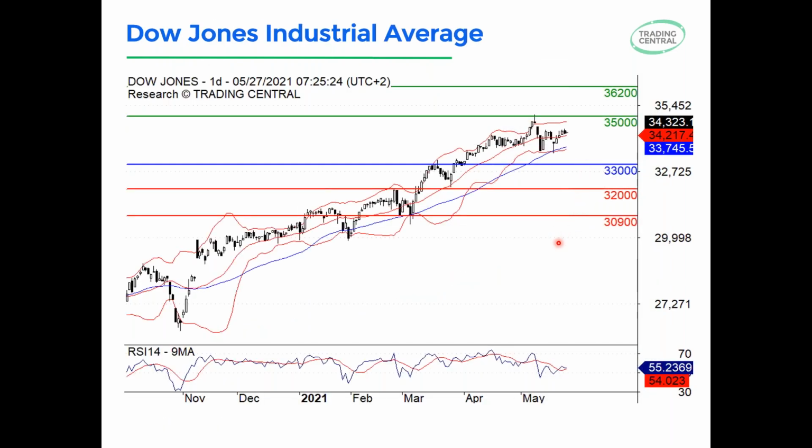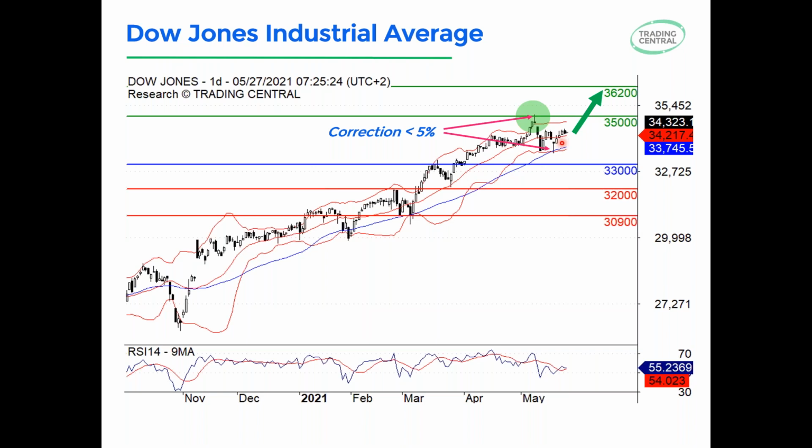This is the Dow Jones Industrial Average, the US blue chip index. You can compare this chart with the chart I gave out last month. In fact, it touched a record high above 35,000 level, and then it made a correction. How much was the correction? Less than 5%, okay?